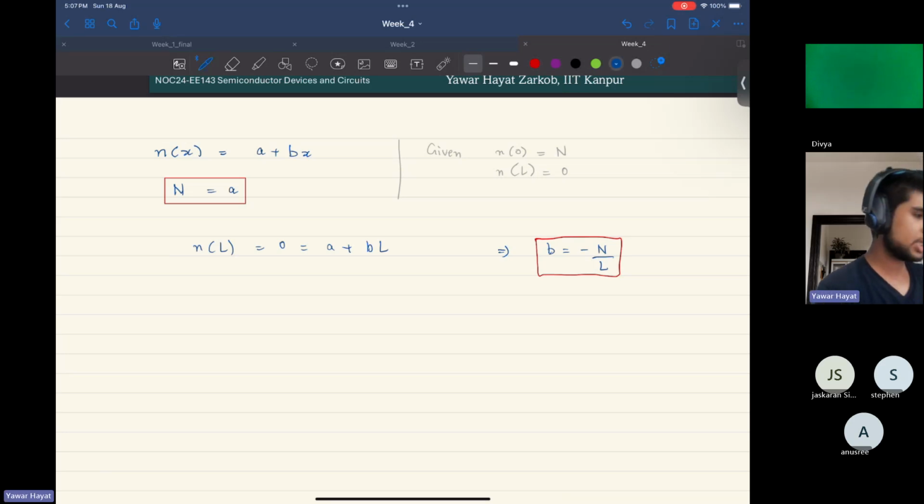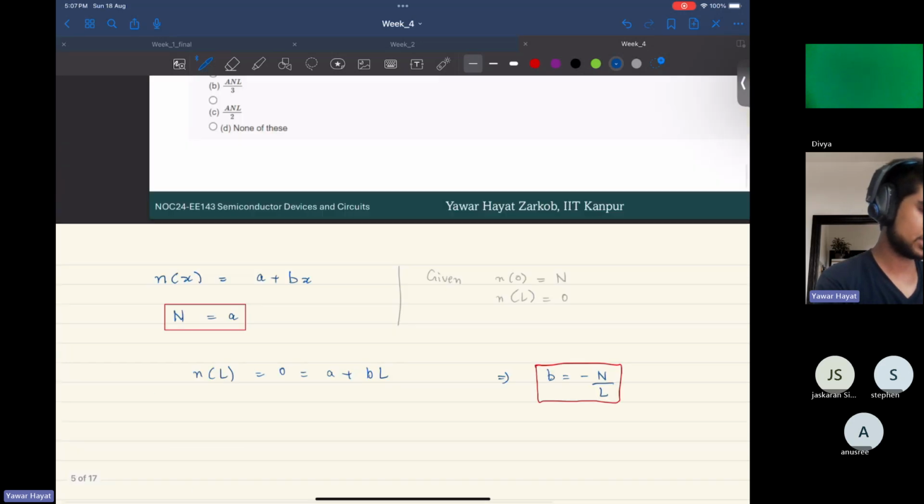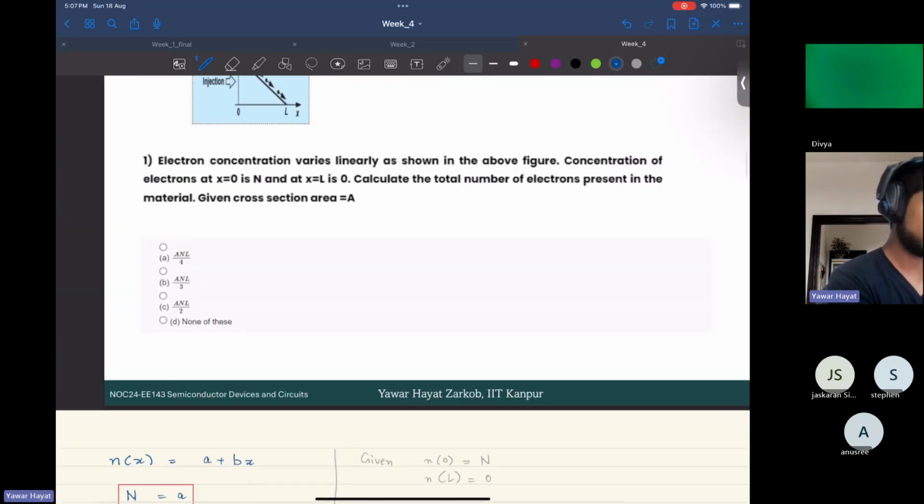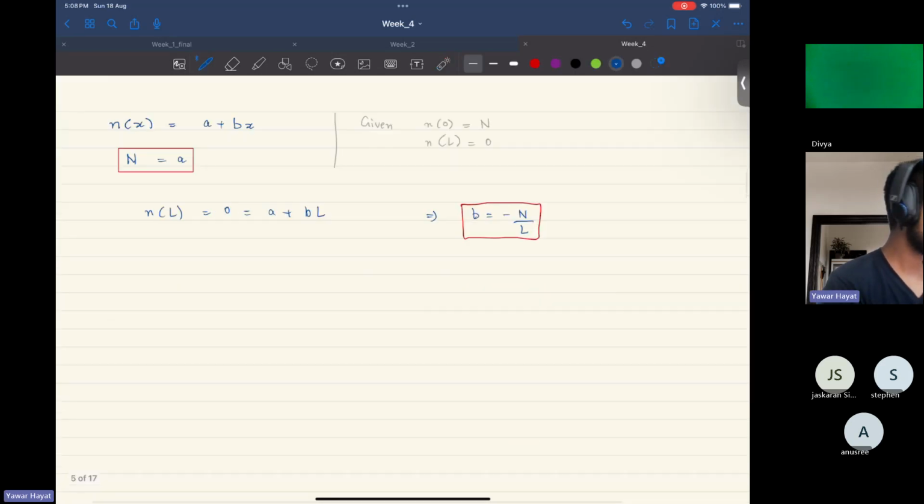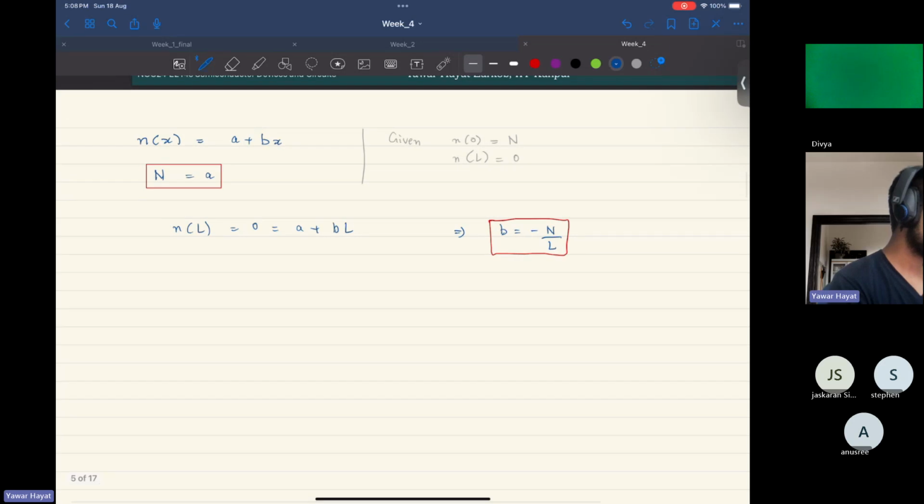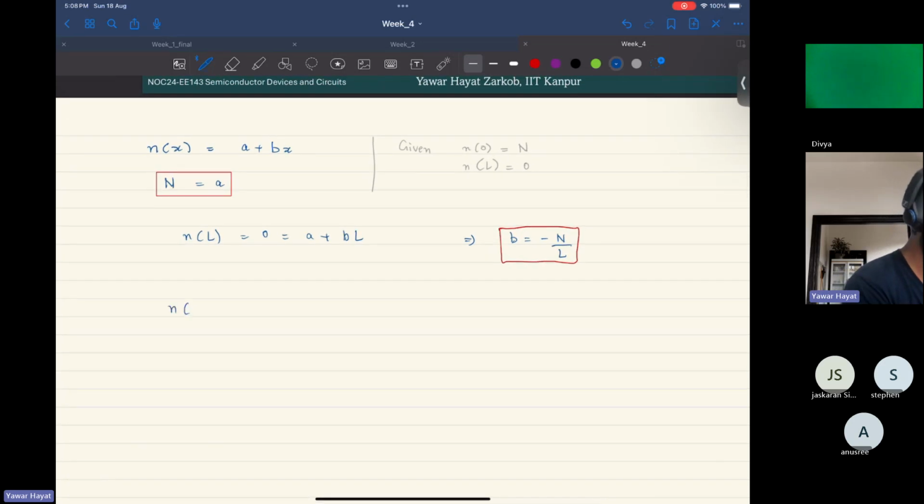But we are interested in total electrons, because in the question it was asked that we need to calculate the total number of electrons present in the material. The cross-section area was A. Now, what is n of x? Let's write the expression for n of x. Since now we know A and B, n of x takes the following form. It would be n, I can take n common, and then it would be 1 minus x by L, right?